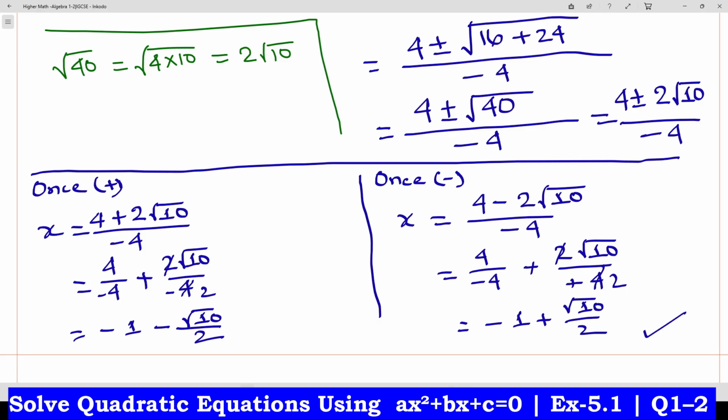This is our answer. So here are two answers. One is minus 1 minus root 10 by 2, and another one is minus 1 plus root 10 by 2.